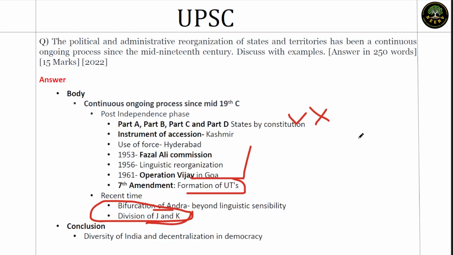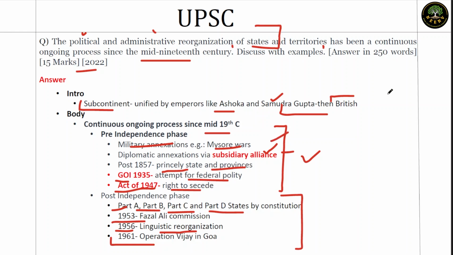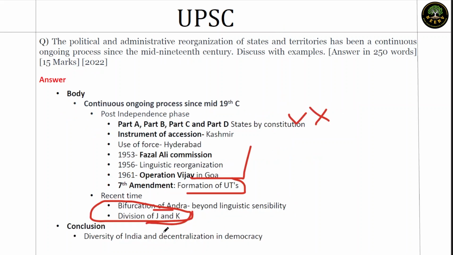So what does it prove? It's an ongoing process. When does it start? 1850s. Starting from military annexations, the Anglo-Mysore Wars, till the division of Jammu and Kashmir into separate union territories, it's an ongoing process. So that's how we'll present this answer as a whole, and we'll conclude by bringing in the points of diversity and decentralization. Because in a democracy, decentralization is about deepening it. So state reorganization being an ongoing process enables decentralization in democracy. It also upholds the diversity of India. So we'll conclude this answer on that line.